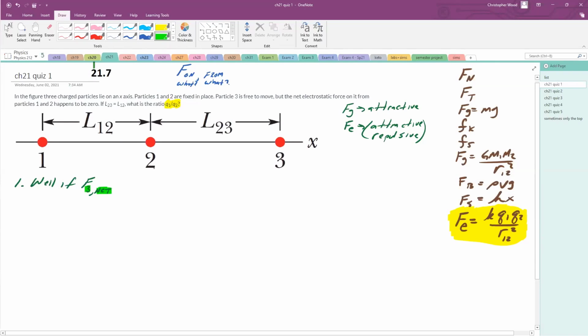I know the net force on particle 3 is 0 based on the statement. So there's no net force.